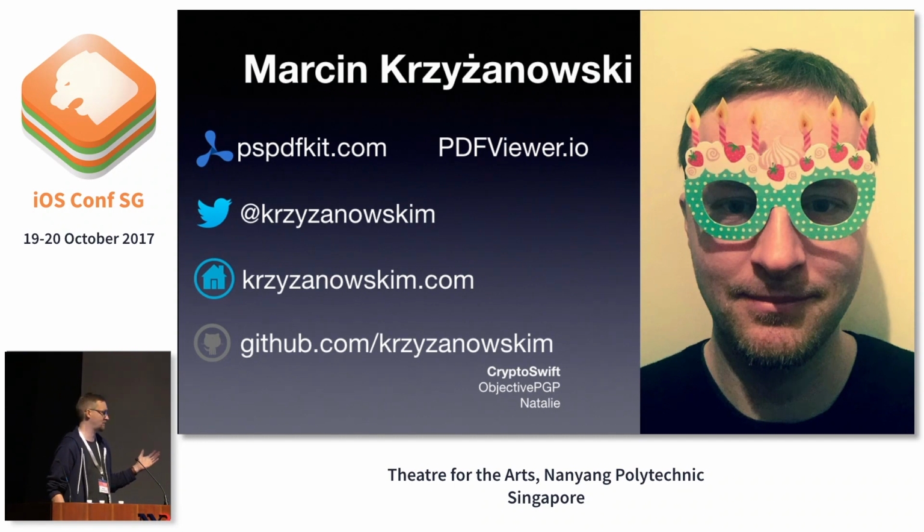On GitHub, I mentioned three open source projects: CryptoSwift, which is the Swift implementation of cryptography algorithms; ObjectivePGP, that is an implementation of OpenPGP, pretty good privacy; and Natalie, a Swift source code generator for storyboards. And I want to point to CryptoSwift here because this talk is based on my experience while working on CryptoSwift.